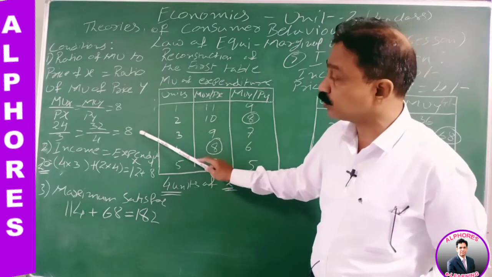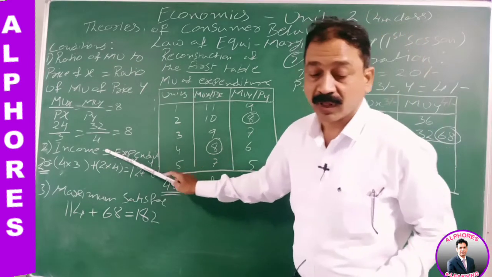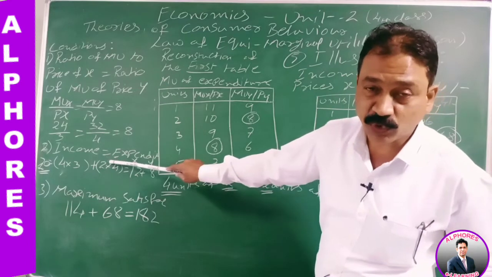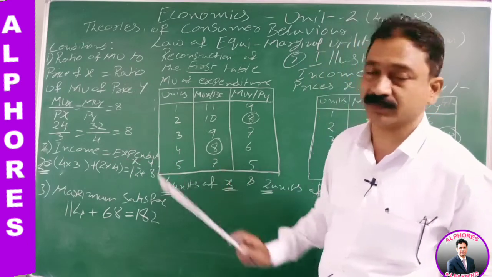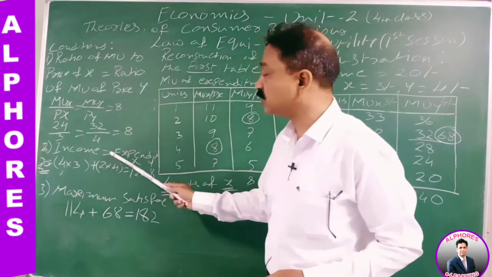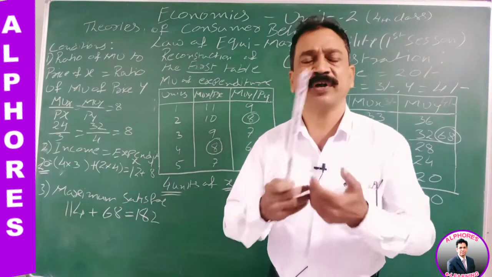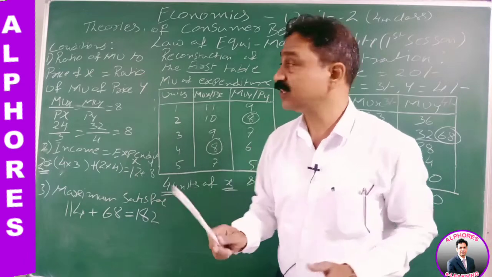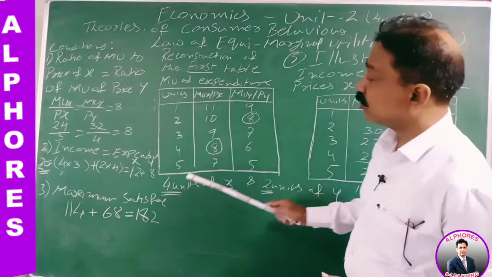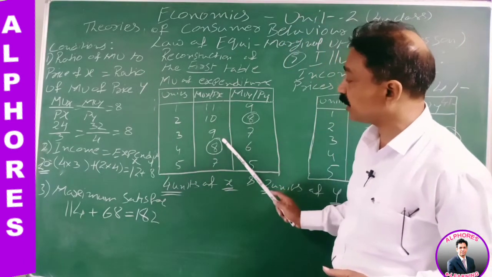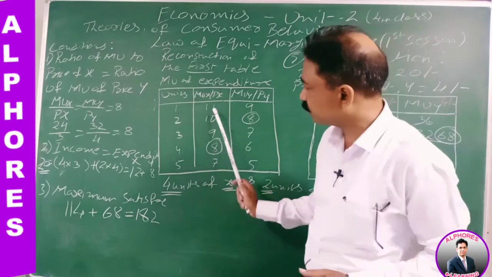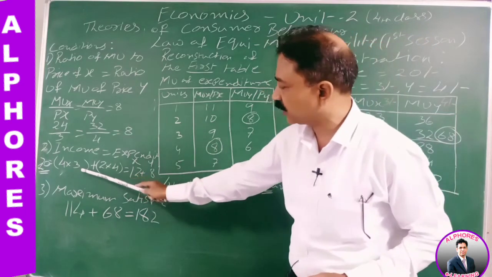Now let us go to the second condition. He has a fixed income and he is going to spend all of it. It means income is equal to expenditure. He should not be left with any money. He should spend all of his money. And his income is how much? 20 rupees. What is the price of X? 3 rupees. See, 4 of X, 4 into 3, it is 12.